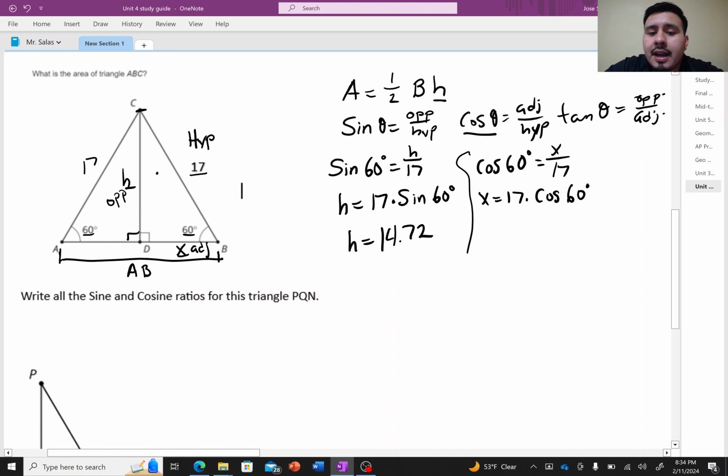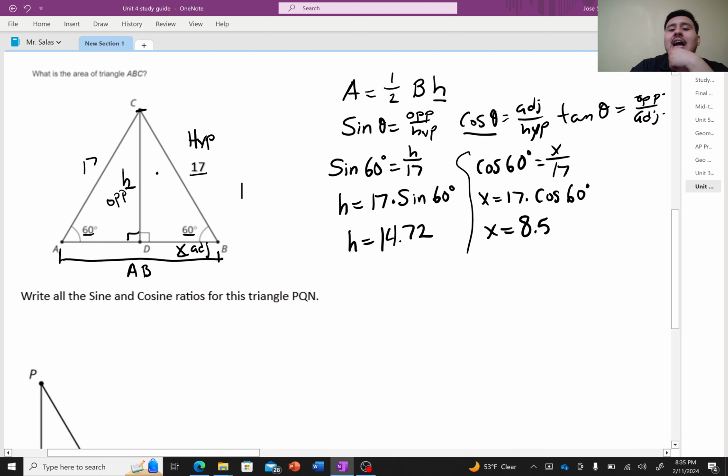Again, I type that in my trusty handy dandy calculator. 17 times the cosine of 60 degrees. I'm going to go ahead and let you pause this video. Calculate it on your own. Did you find it already? I'm going to go ahead and tell you that X is equal to 8.5.